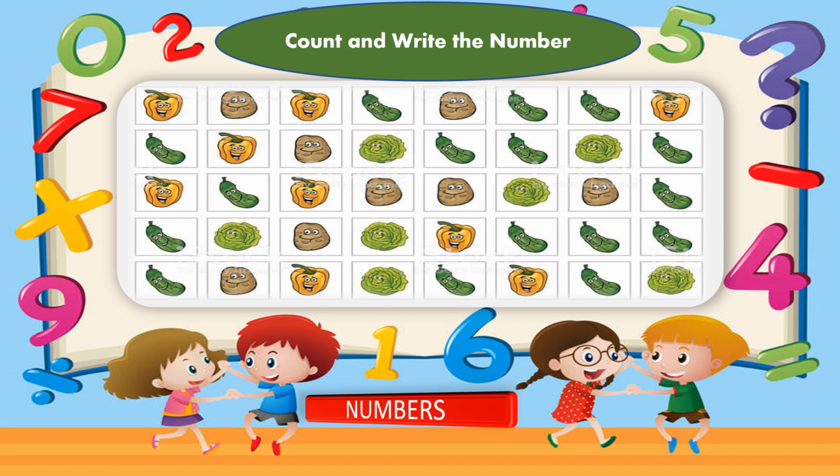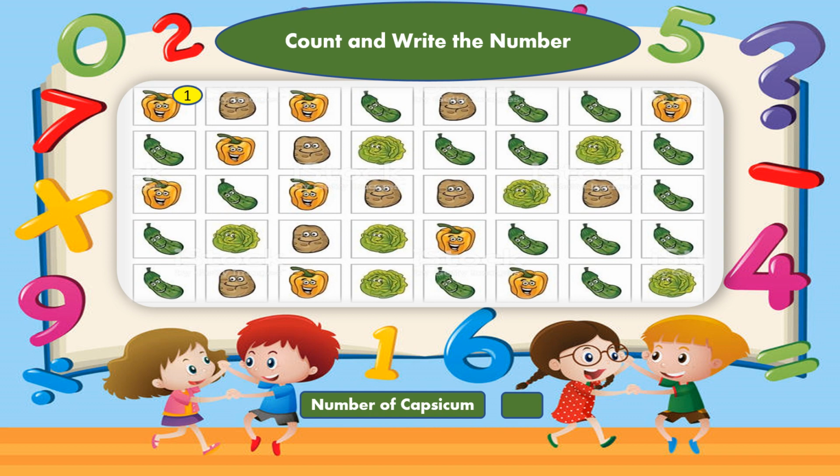What are you seeing in this picture? Yes, there are few vegetables. Now we are going to count them one by one. Are you ready to count? First, let us count the number of capsicum. 1, 2, 3, 4, 5, 6, 7, 8 and 9. There are 9 capsicum.